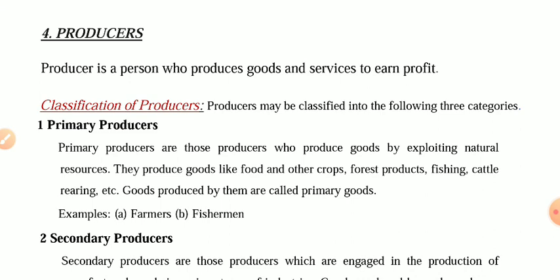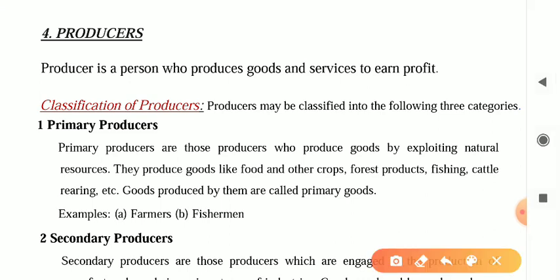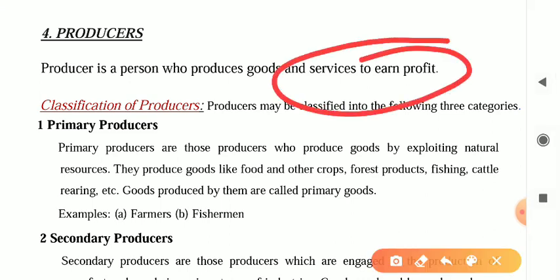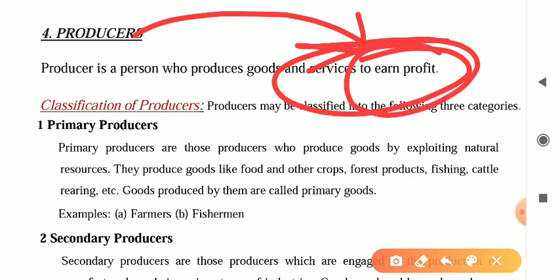The basic motive of a consumer is to earn maximum satisfaction, and the basic motive of the producer is to earn profit. From a consumer's point of view, the basic purpose is to earn satisfaction, and from a producer's point of view, the basic purpose is to earn profit.